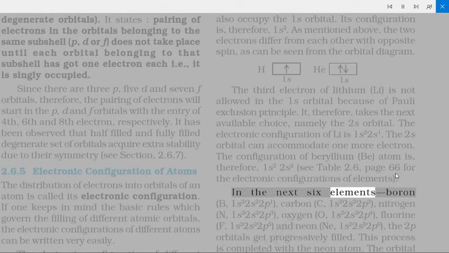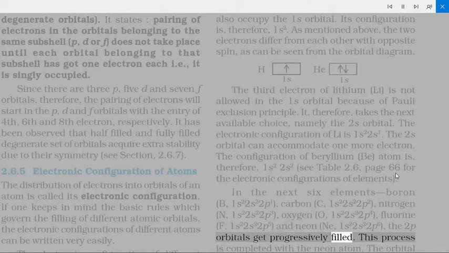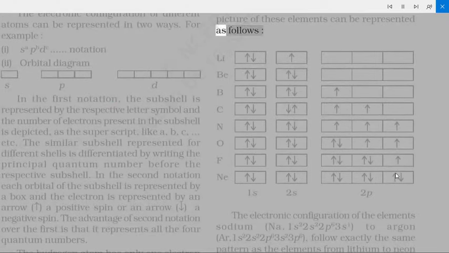In the next six elements, boron, B, 1s²2s²2p¹, carbon, C, 1s²2s²2p², nitrogen, N, 1s²2s²2p³, oxygen, O, 1s²2s²2p⁴, fluorine, F, 1s²2s²2p⁵, and neon, Ne, 1s²2s²2p⁶, the 2p orbitals get progressively filled. This process is completed with the neon atom. The orbital picture of these elements can be represented as follows.